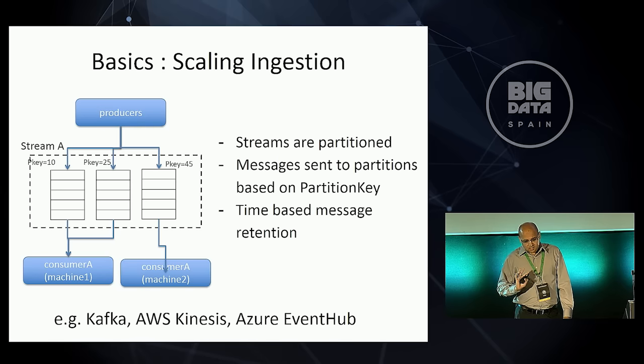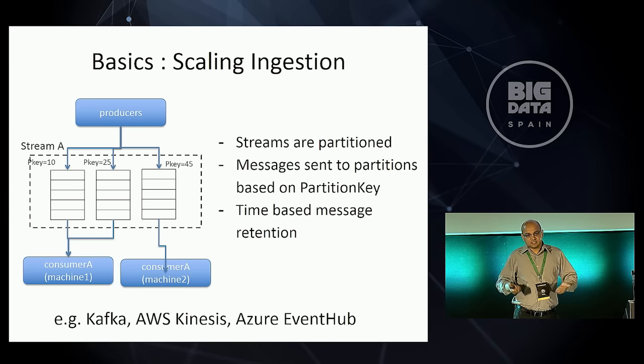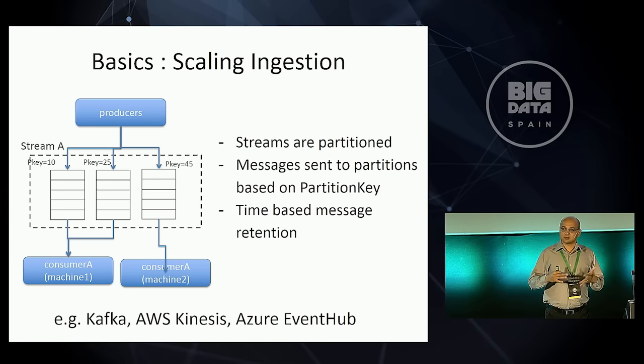Great. So before we talk about scaling the processing, I need to introduce you to some basics about the ingestion aspect, because I'm going to use that in the rest of the talk. So as far as ingestion, this is a pretty standard architecture for Kafka, Kinesis, Event Hub.